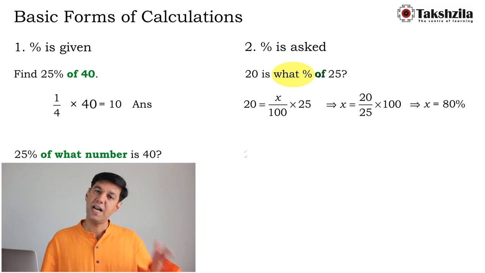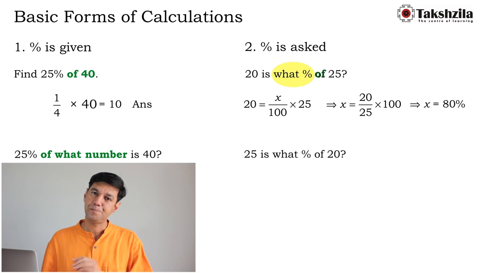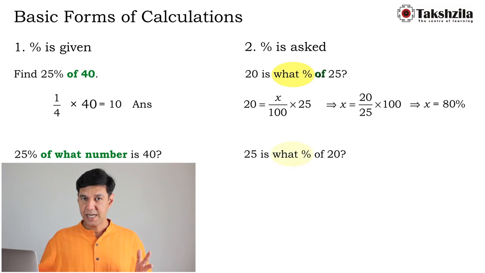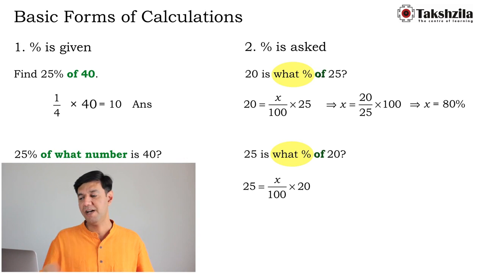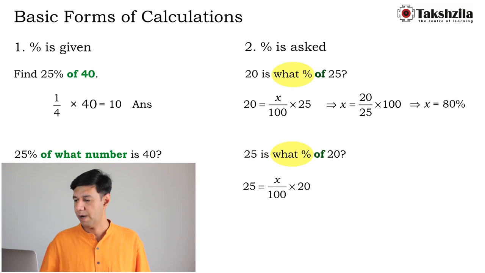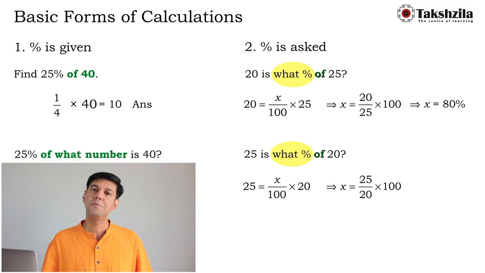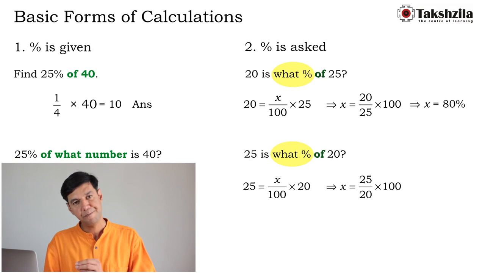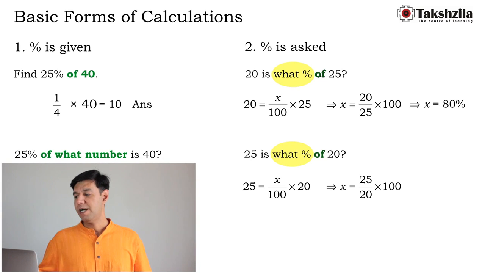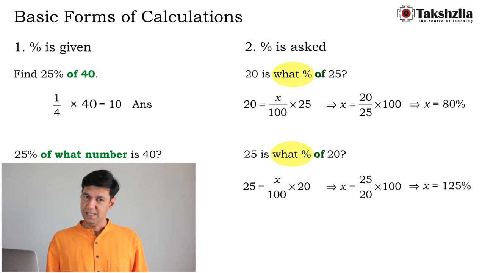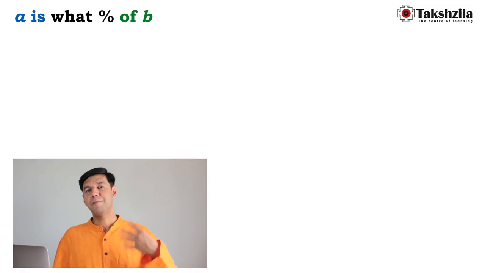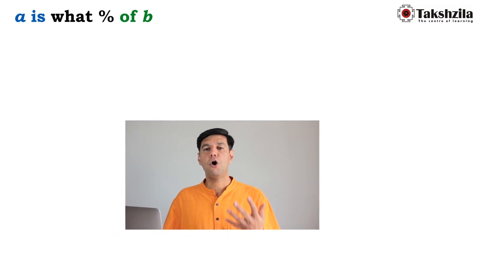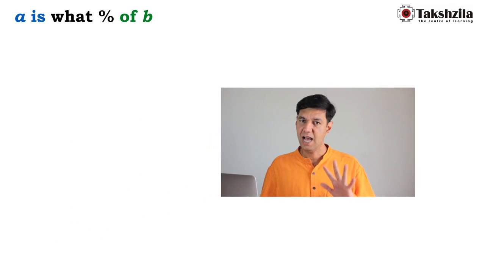And what if the question was: 25 is what percentage of 20? So what percentage? Still I do not know, x by 100, but this time percentage of 20. So x by 100 into 20. Then what is 25? 25 is the answer. So 25 is equal to x by 100 into 20. On doing the rearrangement, this is going to be 25 by 20 into 100. That gives 125% as the answer in this case, right? So as I was saying, the second statement, A is what percentage of B, is where beginners have some issues.